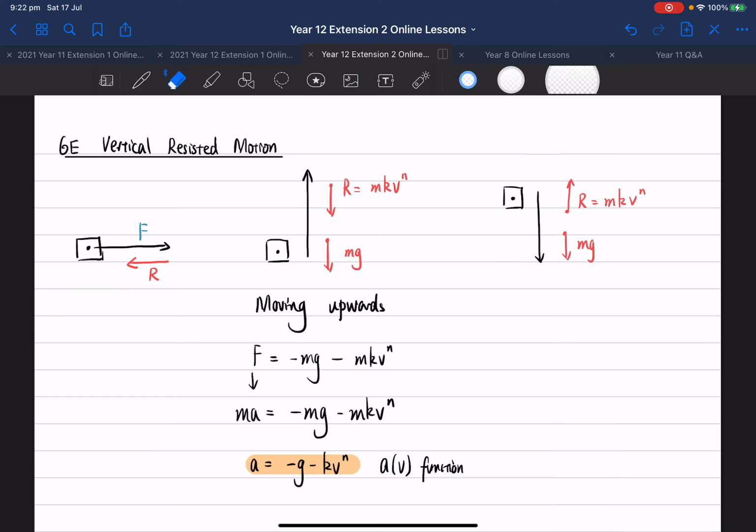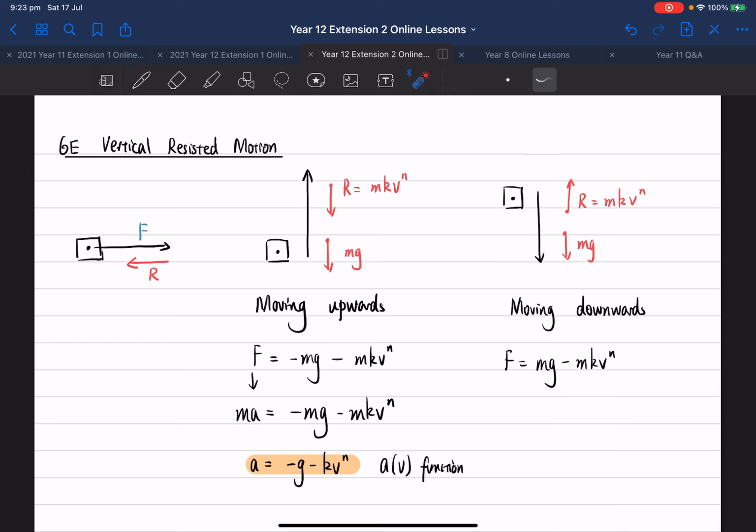Once we know this, we can again derive a formula. But this time, have a look at this. These two forces now have opposite directions in the equation, so when we form the equation of motion, we don't put a negative on the first term anymore. We actually put a positive. That's the only difference for the motion that's moving downwards. So F equals positive mg minus mkv to the power of n.